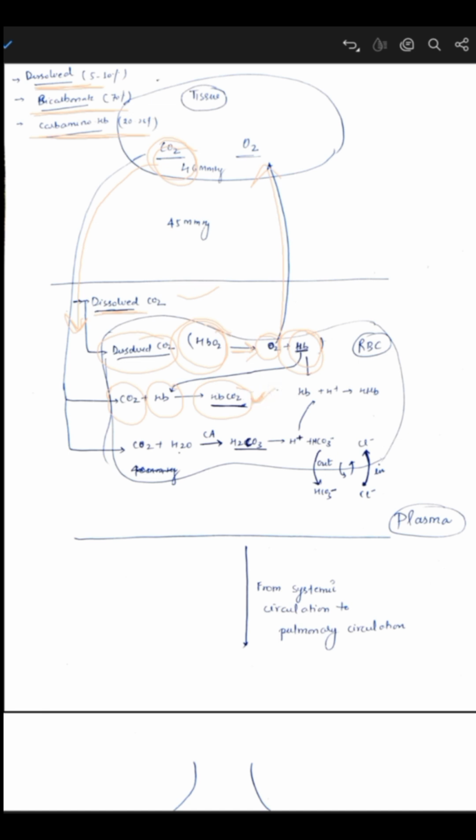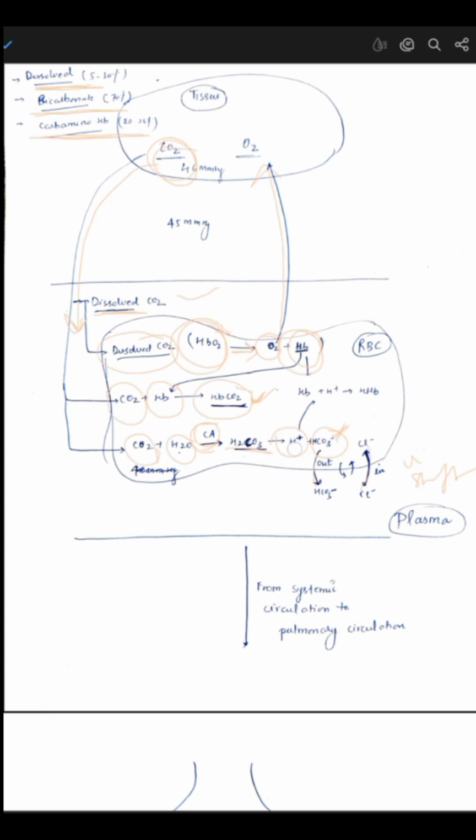Third one is bicarbonate ion. As we know, the concentration of carbonic anhydrase inside the RBC is more than the plasma. So formation of bicarbonate ion happens inside the RBC. What happens when CO2 reacts with a molecule of water in the presence of carbonic anhydrase leads to formation of carbonic acid. This carbonic acid further ionizes into H plus ion and bicarbonate ion. But this bicarbonate ion has to be exported from RBC to plasma. This happens in exchange with the chloride ion, and this is known as the chloride shift.